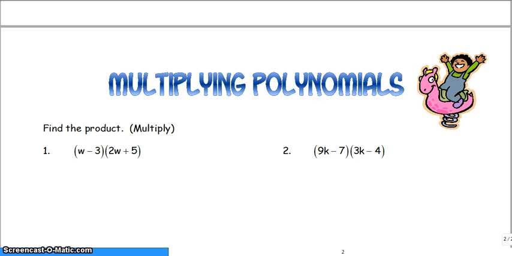Now let's look at some more multiplying of polynomials. These are a little different than what we've seen before because we don't have just one item by itself. In each of the parentheses we have two things. We call that a binomial. So we're going to multiply a binomial times a binomial.